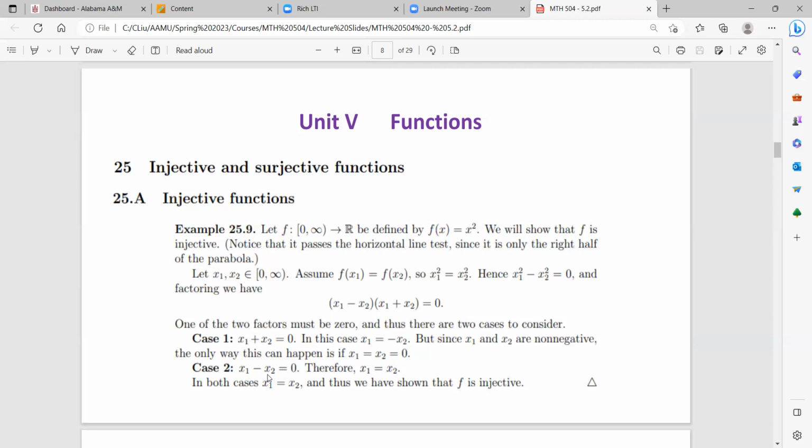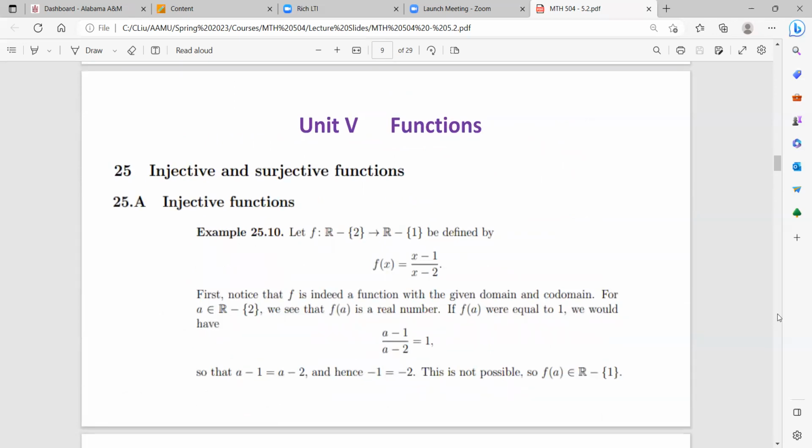The other case is x1 minus x2 equals 0. Obviously, that also means x1 equal to x2. So in all situations, x1 has to be equal to x2. So we just proved the function is injective. Okay.